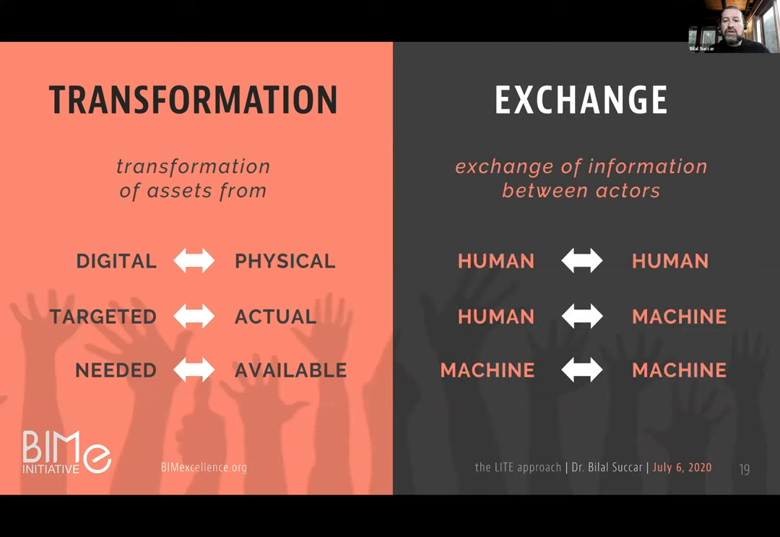Now, when discussing exchange, this is really where the LITE framework relies a lot on something called actor network theory. There's a lot to learn from that theory, but the idea is that all actors need to be treated the same. Whether the actor managing this information is a human, and there is human-to-human interaction, or whether that actor is a machine, meaning it could be a robot, it could be a cyborg, a combination between a machine and a human.